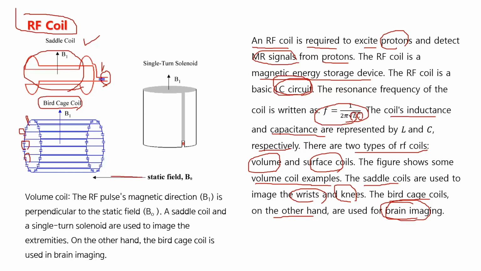The static field is in this direction, and the B1 field is perpendicular to the static field. The RF pulse's magnetic field direction B1 is perpendicular to the static field B0. The saddle coil and a solenoid, this one, are used to image the extremities, the wrist and knees. On the other hand, the birdcage coil is used in brain imaging.